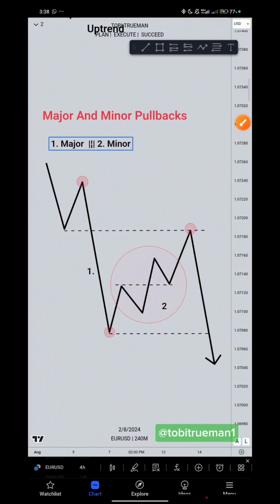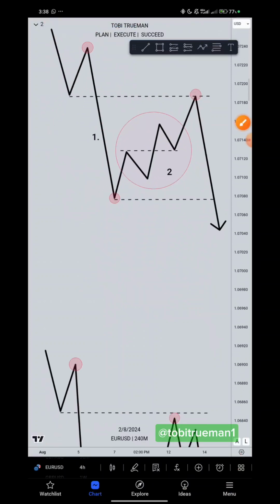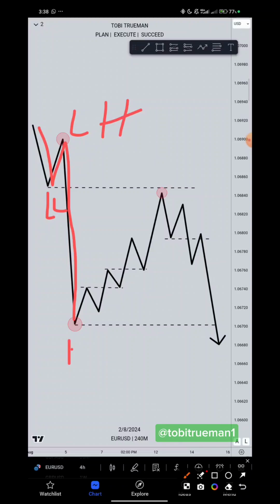So the first point here, this move is called what? Major pullback. Then when price is going to retrace, this retracement move is now called what? Our minor pullback. That is the first scenario that can happen. Another scenario that can happen, we see price is making different pullback. After that, lower low, lower high. Then price is trying to make another lower low here by making this pullback, different pullback, higher low. This is minor pullback.